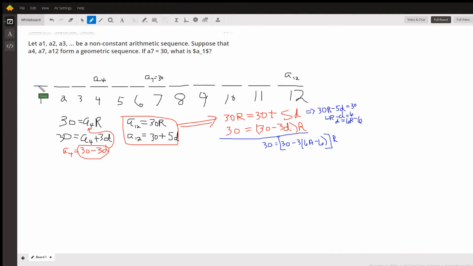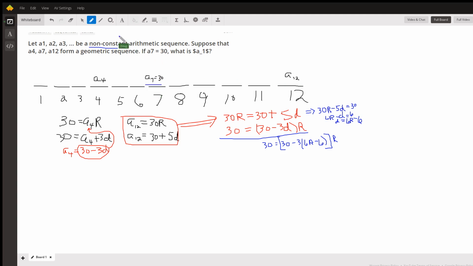Okay, we've got this arithmetic sequence with 12 terms. It's non-constant. That means that every term is not the same. So d, the common difference, is not 0. And we're told that the 4th, 7th, and 12th terms form a geometric sequence, and that a sub 7 is 30.